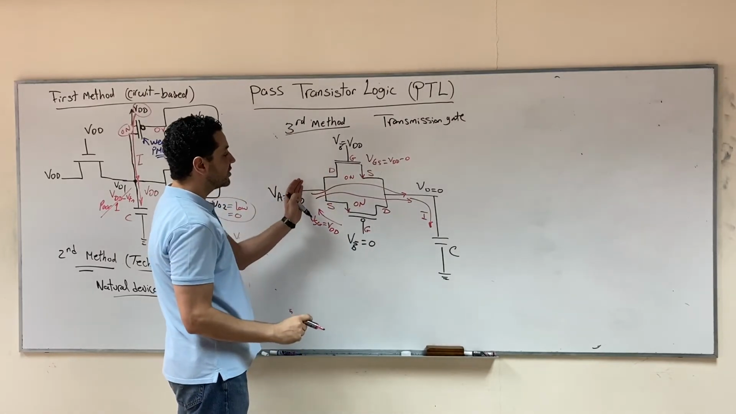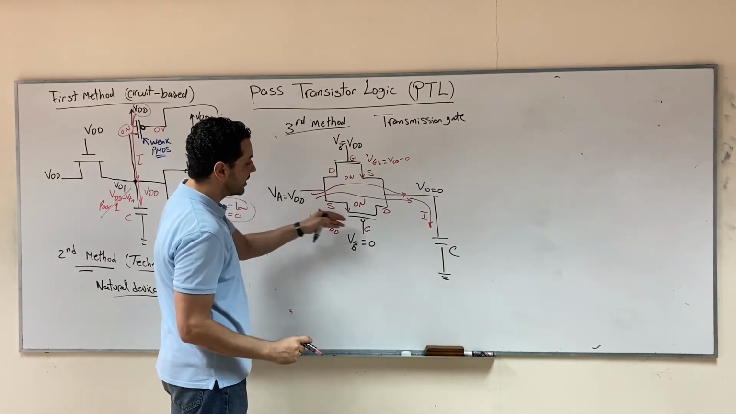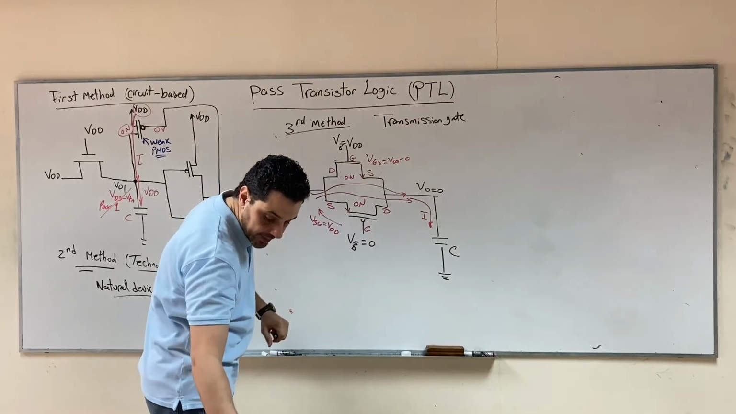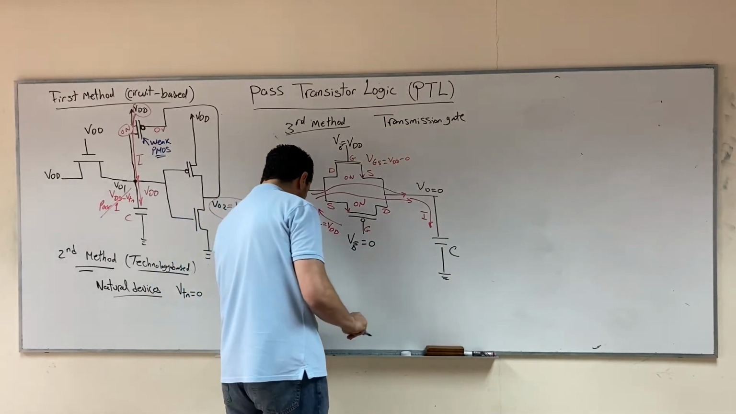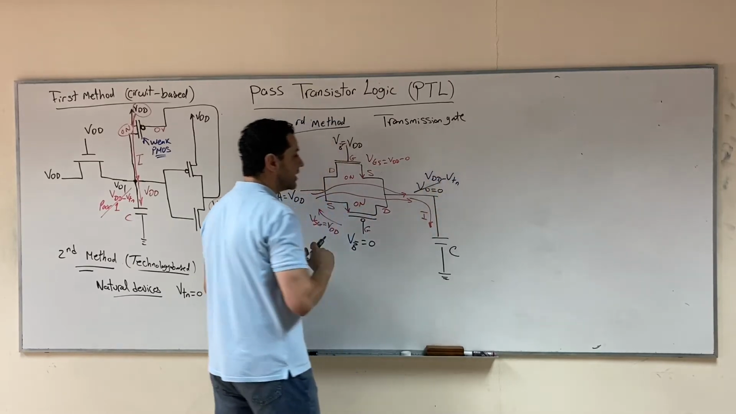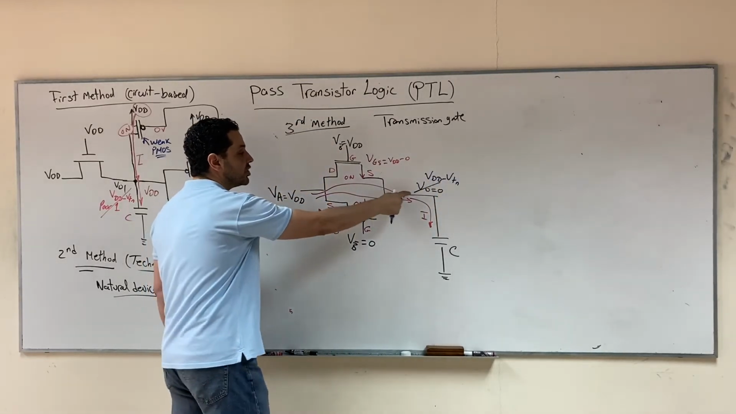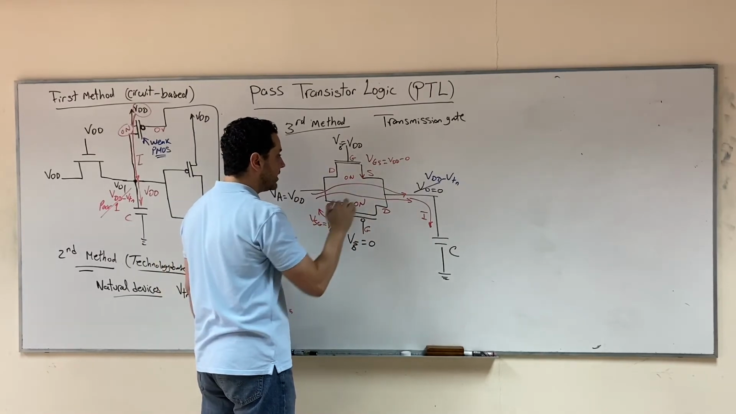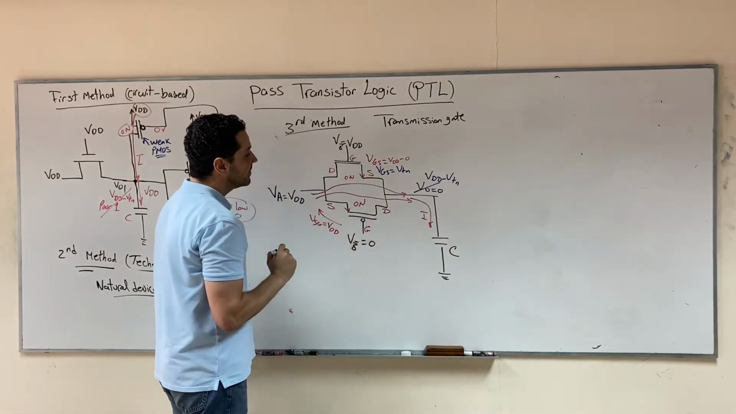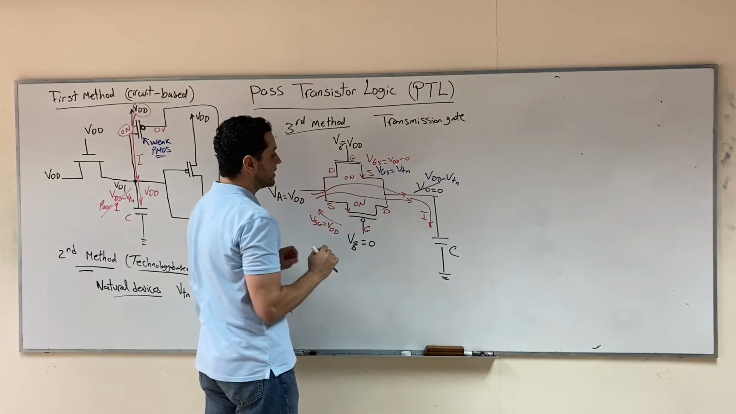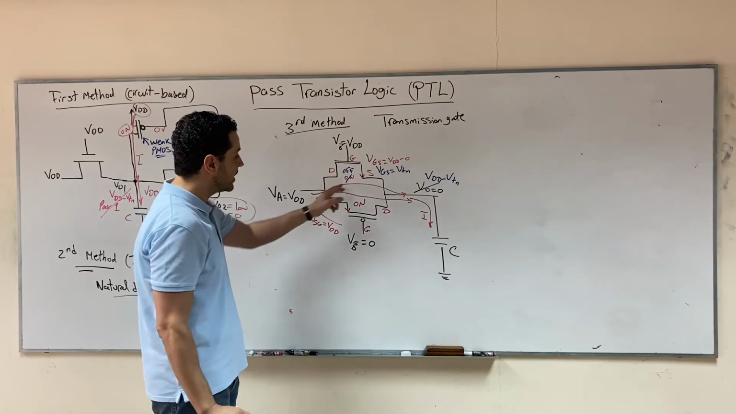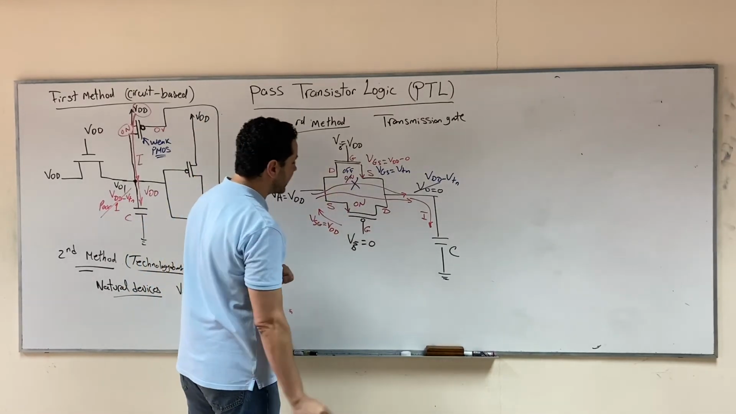Because this transistor is on, it will allow current to flow, and this transistor is also on, it will allow current to flow, until the capacitor reaches, and let's do it in blue color, VDD minus V threshold N. Once the voltage at the capacitor reaches VDD minus V threshold N, VGS will be exactly V threshold N, right? And the NMOS transistor will be off. So there is no current that will come from the NMOS transistor.